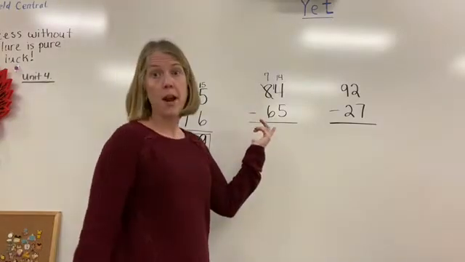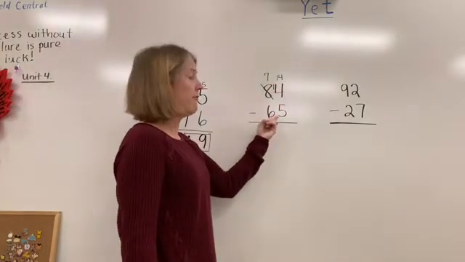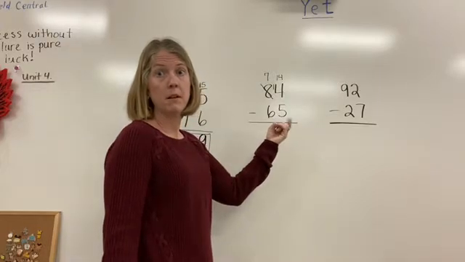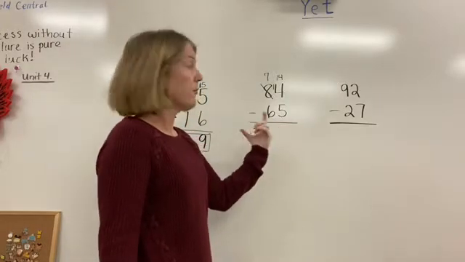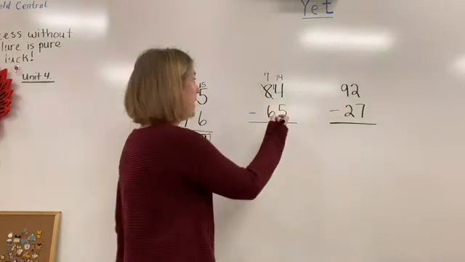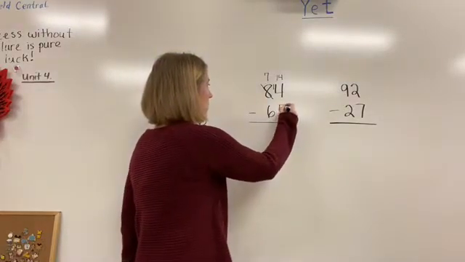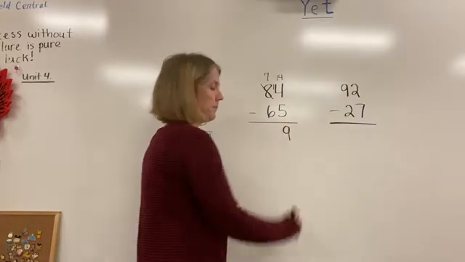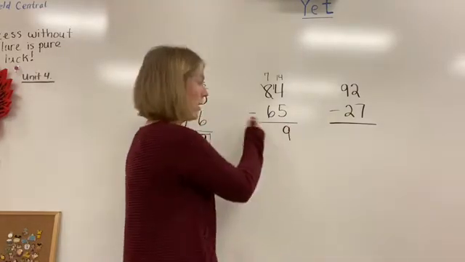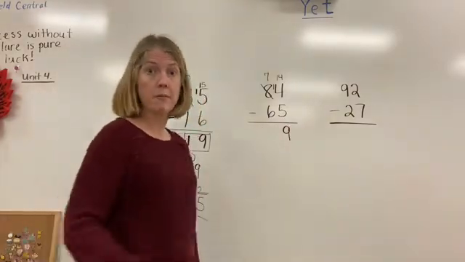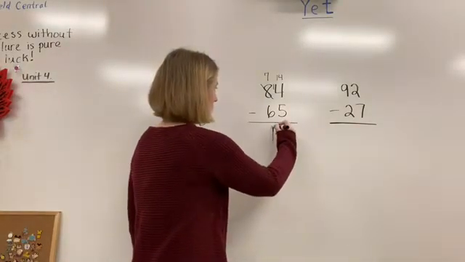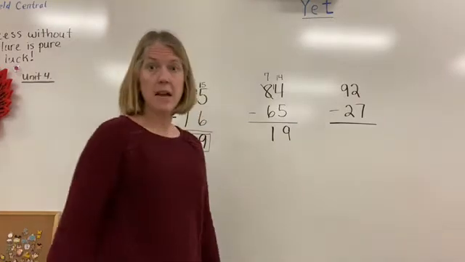Now I can subtract this. 14 and 5. I know that fact, family. It's got the same number as over here. It's 9. 14 minus 5. 14, 13, 12, 11, 10, 9. And then I can subtract in my tens place. 7 minus 6 is 1. So my number is 19.